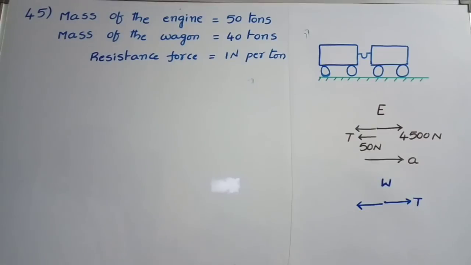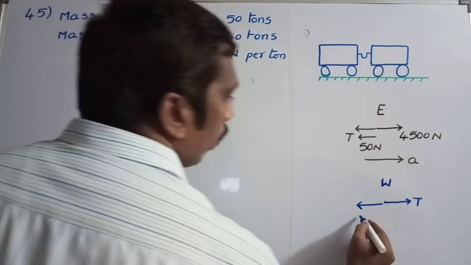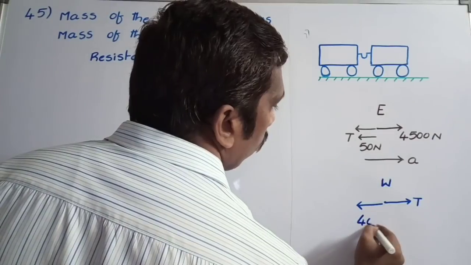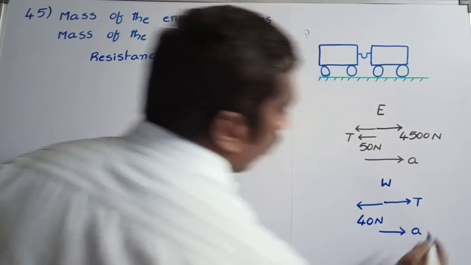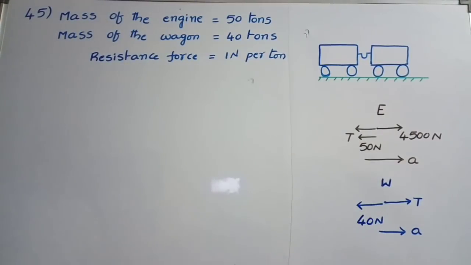It opposes the motion of the body in this case. So here, how much friction is acting? Mass of the wagon is 40 tons, so resistance force is 1 Newton per ton. That's why 40 Newton is acting towards left. But due to the resultant, it is going towards right with an acceleration a.